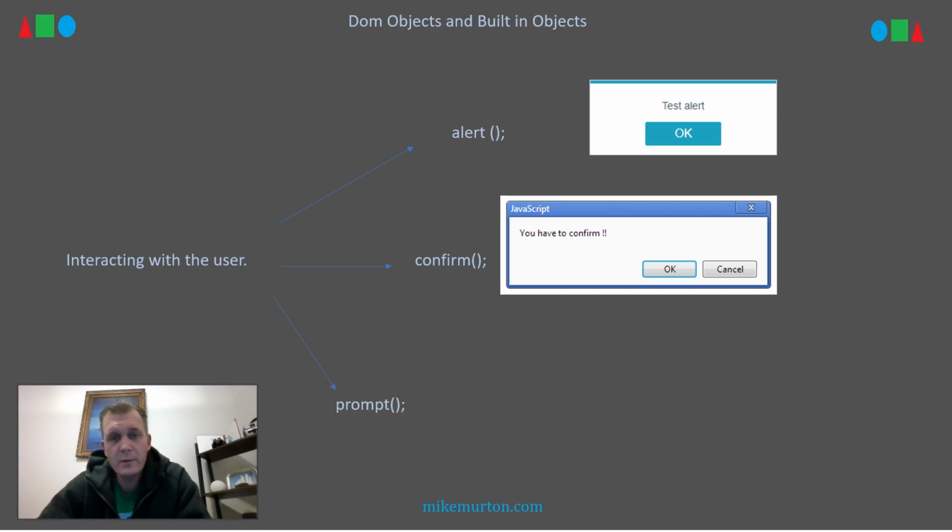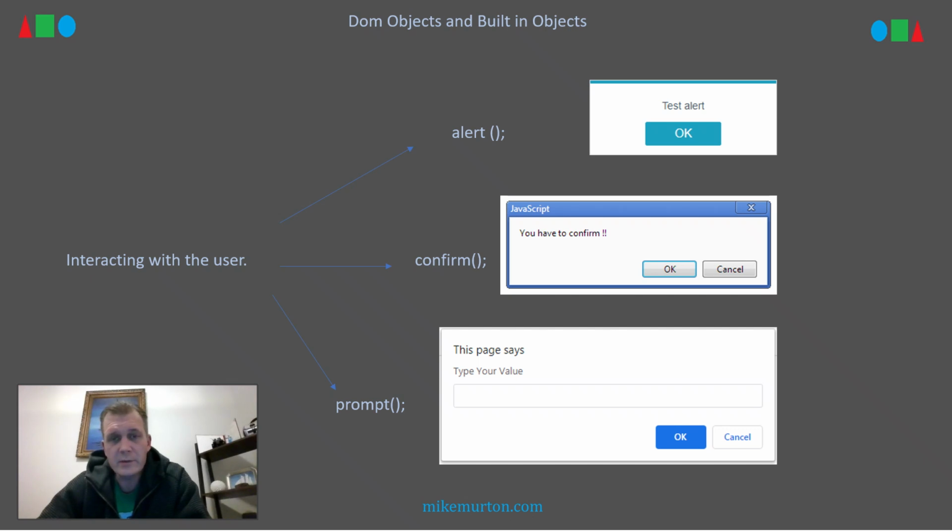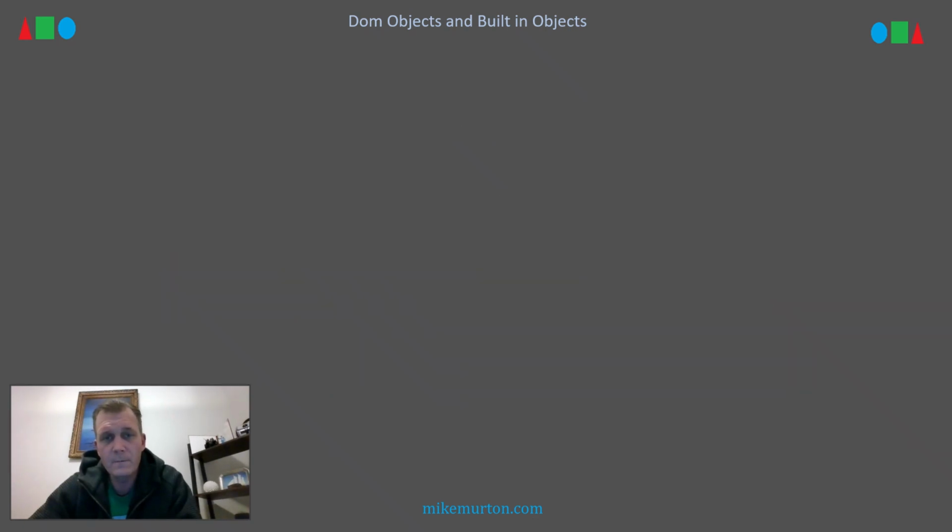Then there's the prompt method that creates a pop-up that has a message and a text box. So the message could be, hello, is your name Mike? What is your name? I could type Mike Merton. Click OK, and it would send a string to the script that could be stored in a variable. It would store the string Mike Merton. I could click cancel, that would send a null, or I could type nothing and click OK, that would also send a null.